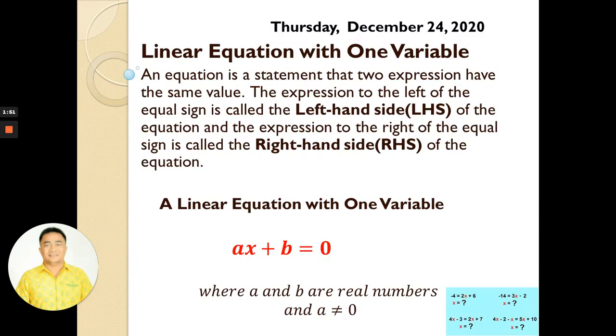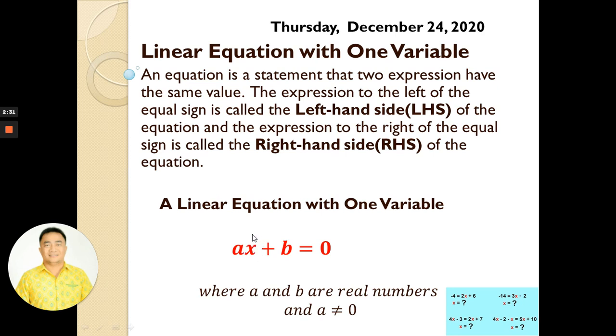So again, what is an equation? An equation is a statement having two expressions with the same value. The expression to the left of the equal sign is called the left-hand side, or LHS, and the expression to the right of the equal sign is called the right-hand side, or RHS. So this is the form of the linear equation with one variable, where a and b are real numbers. These are numbers, and x is the unknown.